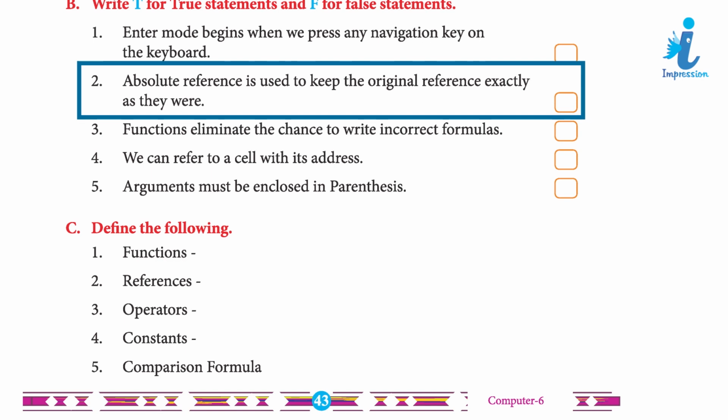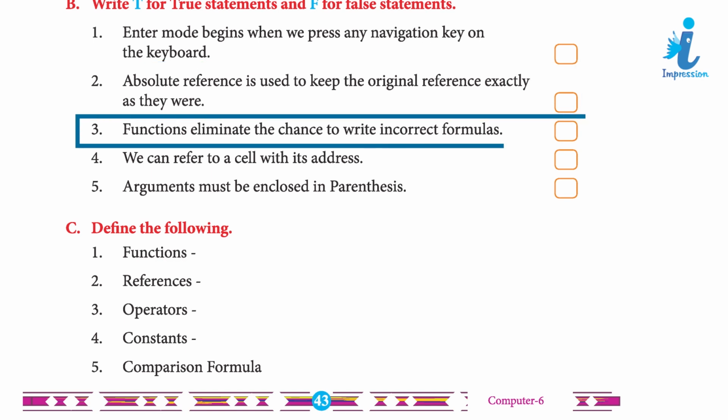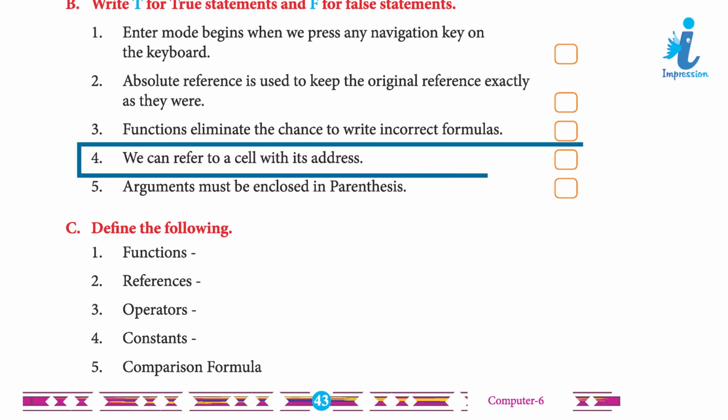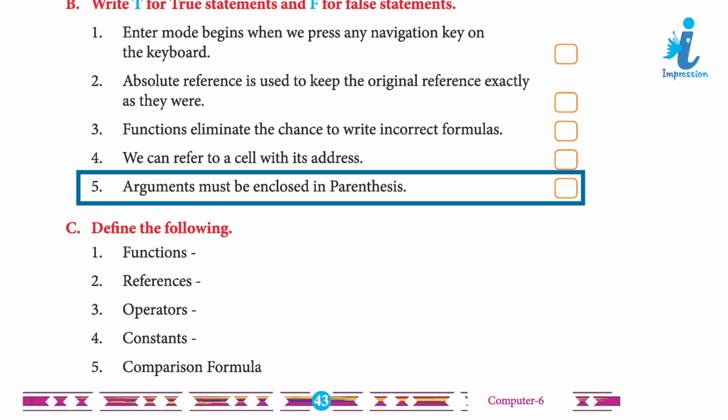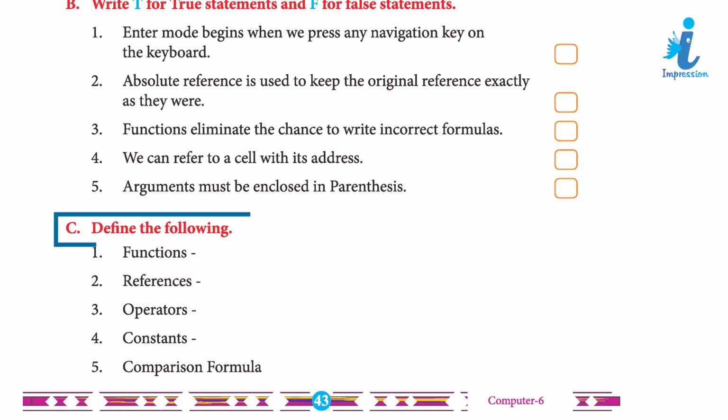Answer: true. 3. Functions eliminate the chance to write incorrect formulas. Answer: true. 4. We can refer to a cell with its address. Answer: true. 5. Arguments must be enclosed in parentheses. Answer: true. C. Define the following. 1. Functions. Answer: functions are predefined formulas in Excel to perform simple and complex calculations.